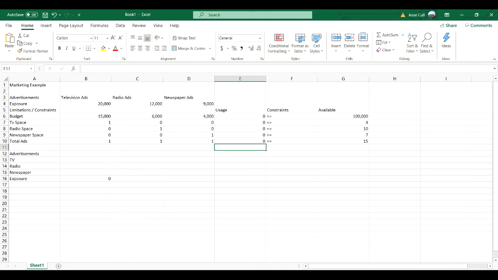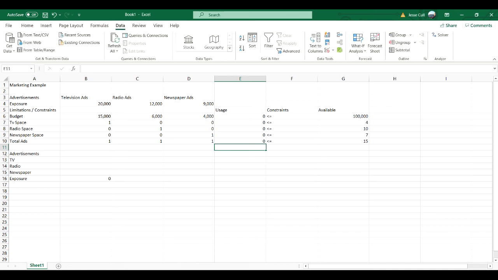Now we've completed all our equations. Essentially where we are right now is in QM, we would be at the stage where we would hit solve. And the reason QM can solve very quickly is it is software designed exclusively for managerial science. Excel, on the other hand, has a massive amount of functions. One of them, with the solver, is managerial science. So we click on data and we go over to the solver.